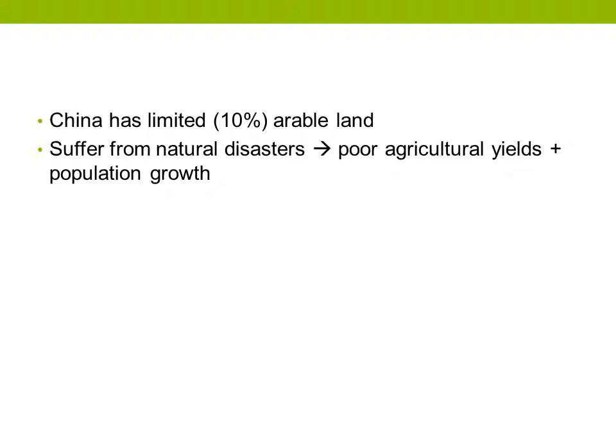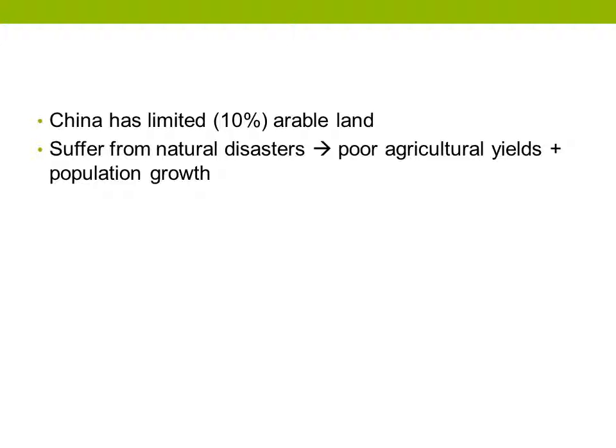Reasons for poverty amongst the population are manifold, and one of the biggest is that China has very limited arable land. Only about 10% of the land of China is arable, that is, suitable for growing crops for agriculture. The rest of it is mountainous, it is desert, or it might have poor soil or be prone to flooding, etc. And you have limited arable land, a massive population, and a growing population.